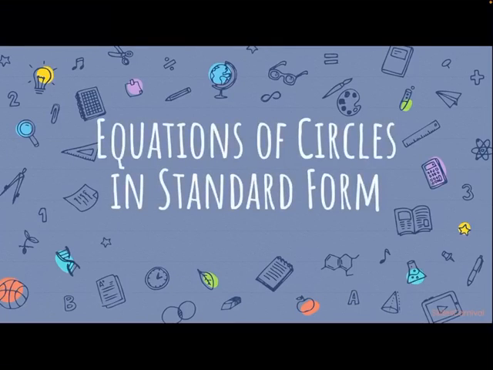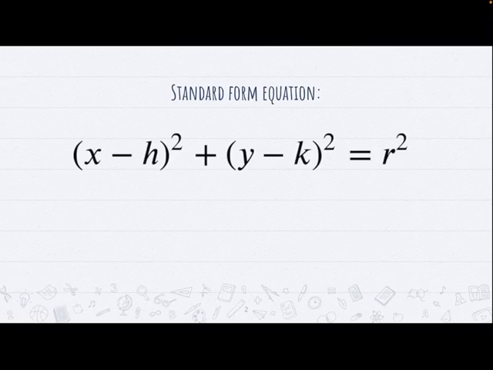We are going to look at equations of circles in standard form. This is TEKS from Geometry 12E. So the standard form equation of a circle is going to be (x minus h) squared plus (y minus k) squared, and it's equal to r squared.